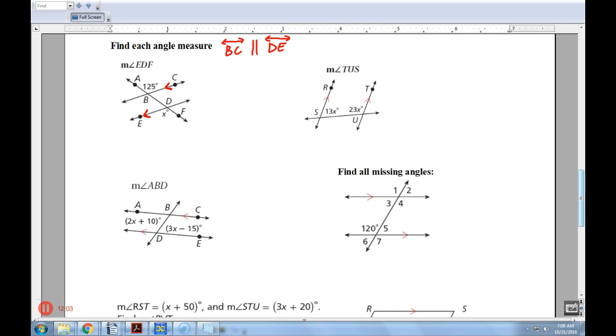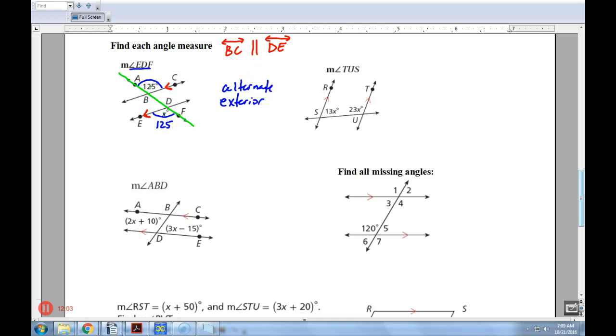We need to find the measure of angle EDF. So EDF is down here where the X is, and these two angles are equal. X is 125, and what pair are they? They're on the outside of the parallel lines, so they're exterior, and they are on opposite sides of the transversal. One's on the right and one's on the left here. So these are what's referred to as alternate exterior. That's the pair.